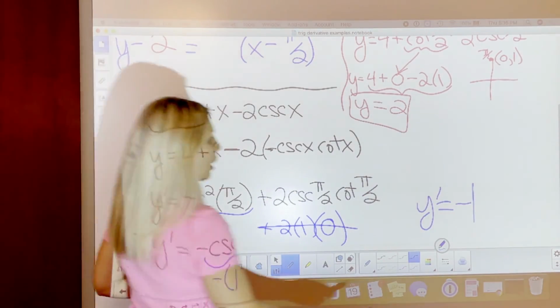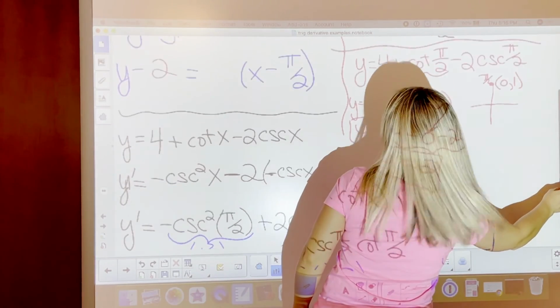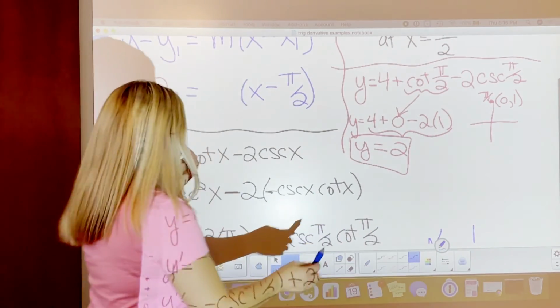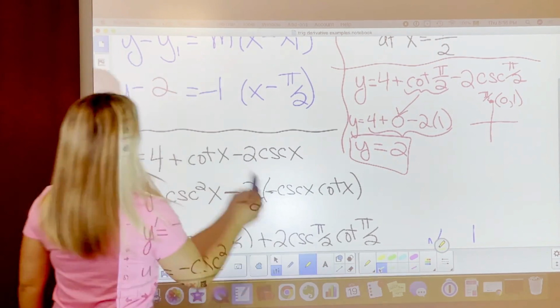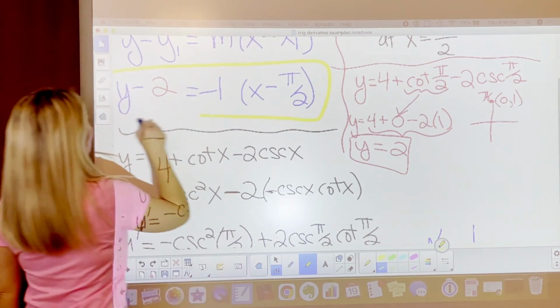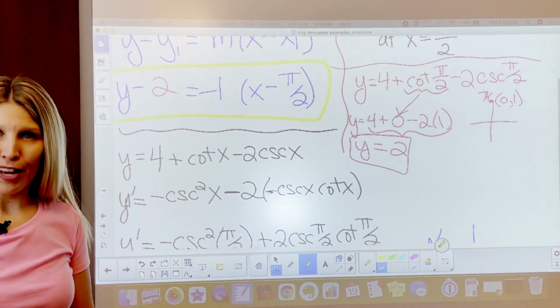Now we can go back up and plug that derivative into our slope formula. And now you have the equation of the tangent line at pi over 2.